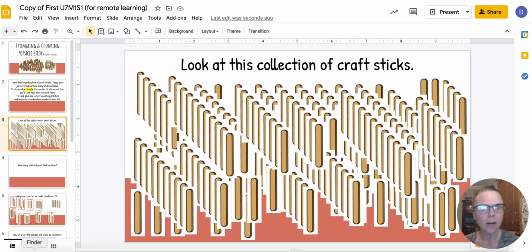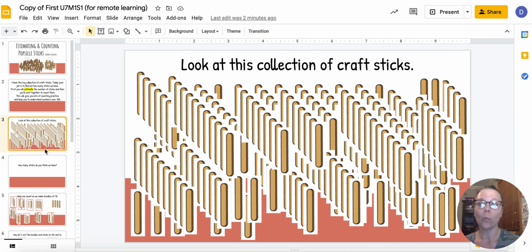So take a look at these popsicle sticks. How many are there? What do you think? I want you to just think for a minute about how many popsicle sticks you think there are. Did you think about it? Did you make an estimate? Okay, now I want you to think about your estimate. Keep it locked in your head. We're going to talk in a minute about how many we actually have, and then you'll get to see how close you were. This is a lot of popsicle sticks.